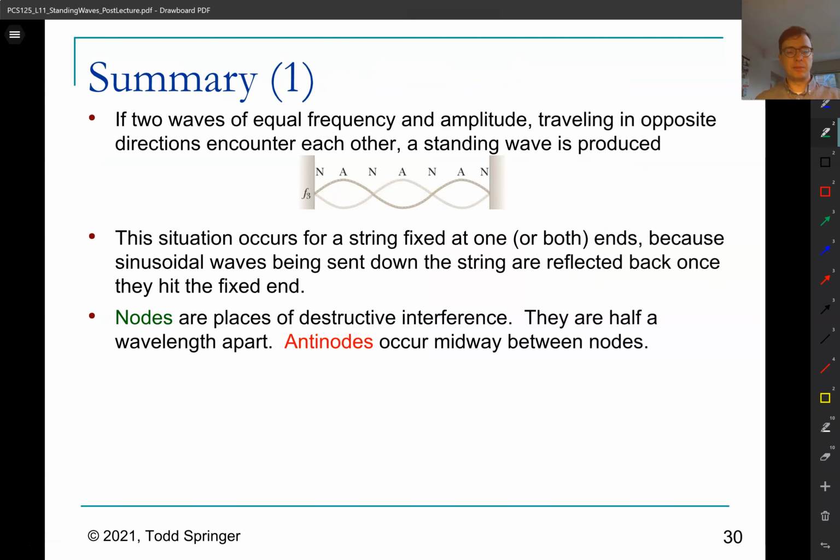Let me summarize this big important topic of standing waves. I mentioned this in the last video: if you have two waves of equal frequency and equal amplitude traveling in opposite directions, a standing wave is produced. If you have a standing wave on a string which is fixed at both ends, you can create it by sending waves down, and they get reflected backwards, and you get the interference that you need. The places where you have no motion are called nodes, and the places where you have the biggest amplitude of the harmonic motion are called antinodes.